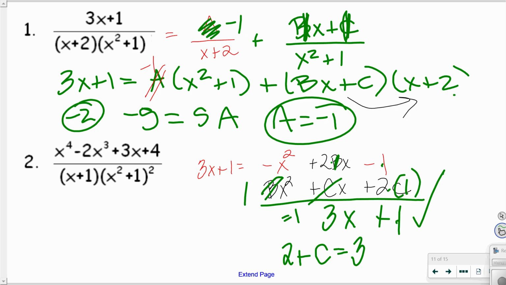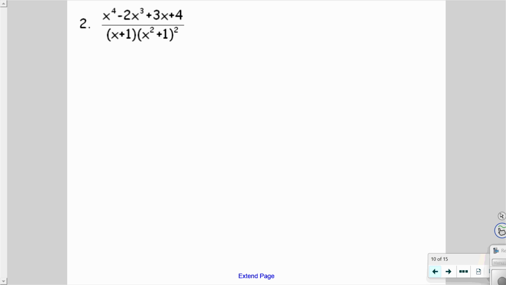Last one, number 2. Let's set it up all in the same way, just so all of our letters match. Theo, what do you want to be our first denominator? X plus 1. Perfect. So that means I'm going A up top. Savannah, what do you want our next denominator to be? X squared plus 1. Perfect.